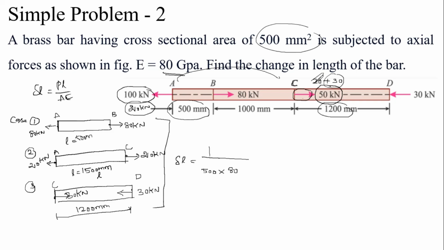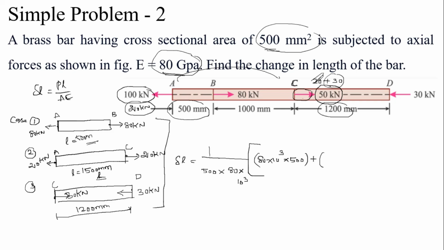So, these values are in mm. We have to convert this 80 gigapascal into Newton per mm squared, or otherwise we have to convert these values into meters and the 80 gigapascal into Newton per meter squared. Instead of that, the easy way is to convert this 80 gigapascal into Newton per mm squared, which is 80 into 10 to the power of 3 Newton per mm squared. Then P into L, with L equal to 500 mm. This is the first section.